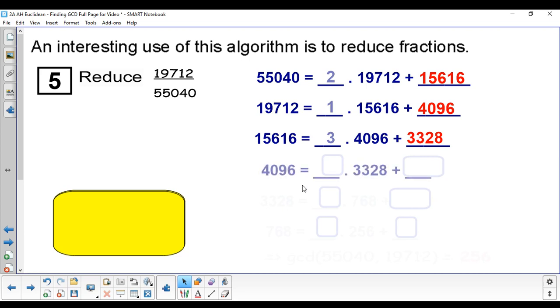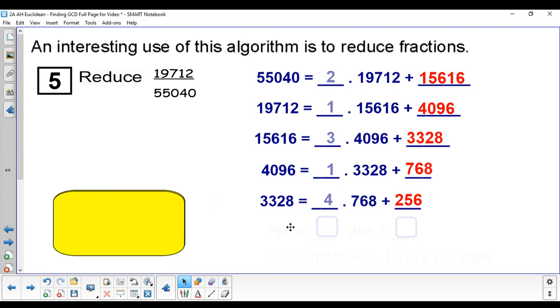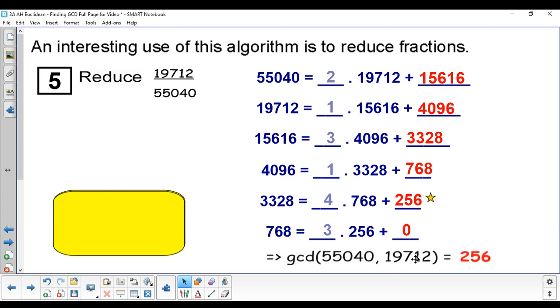Bringing the 4096 diagonally down, I can get 1 of those. Bring the 3328 down, I can get 4 of those, and 256. And then lastly, I can get perfectly 3 of those with no remainder. When it's no remainder, that means that I have stopped, and it means that I can get my greatest common divisor, and it's 256. You either get it from here or here.